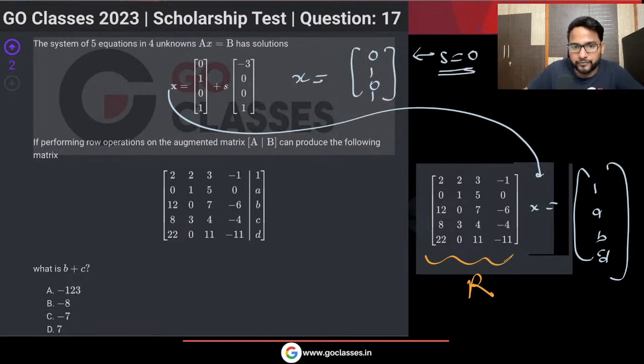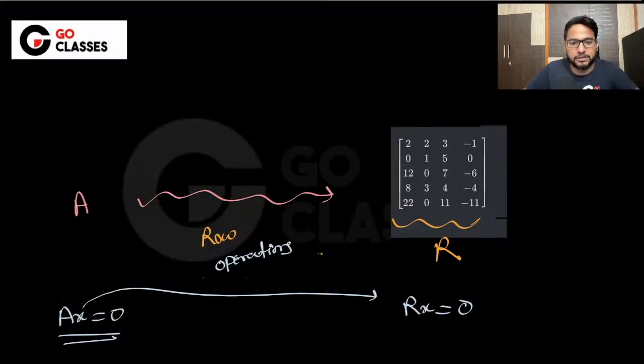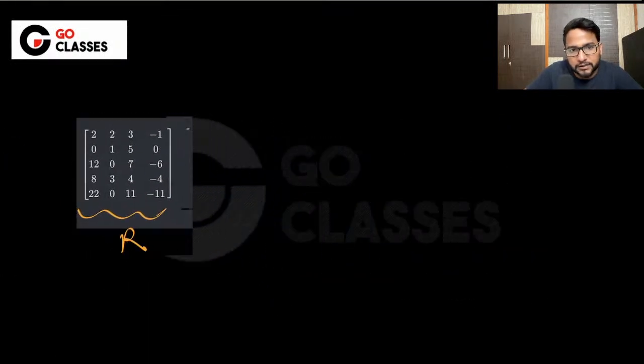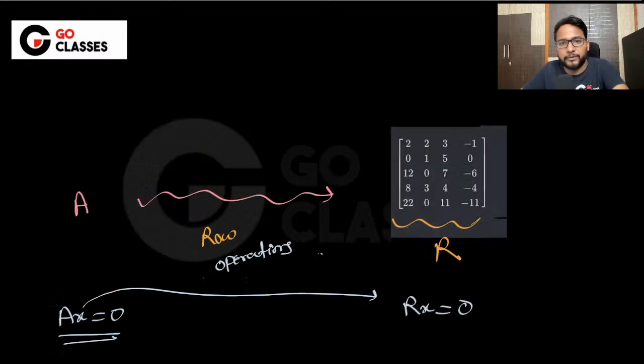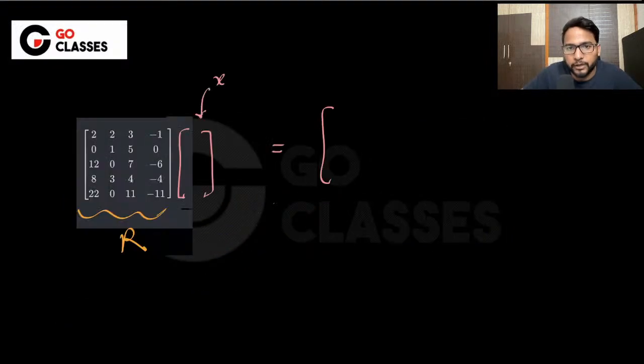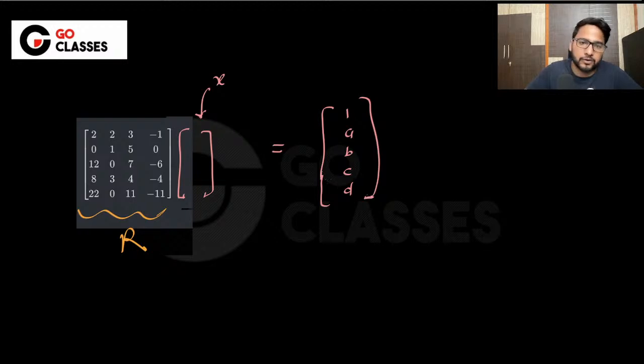Now see, this is the R we have, into x should give you the b. And what is that b that we have? It is 1, a, b, c, d. This is the crux of this particular question.